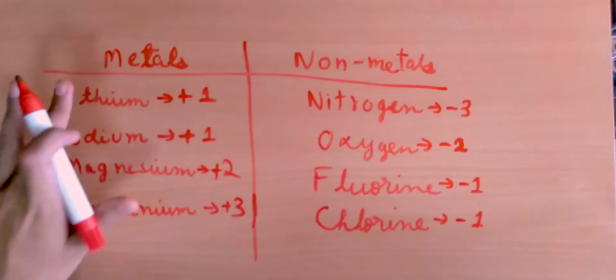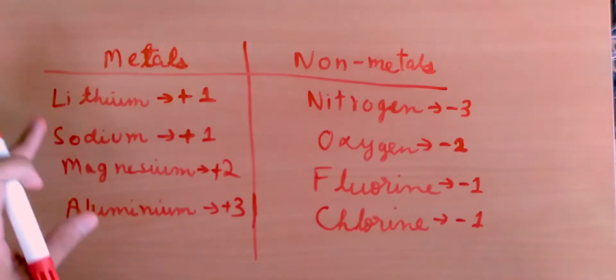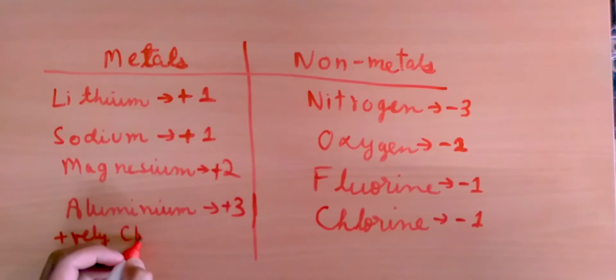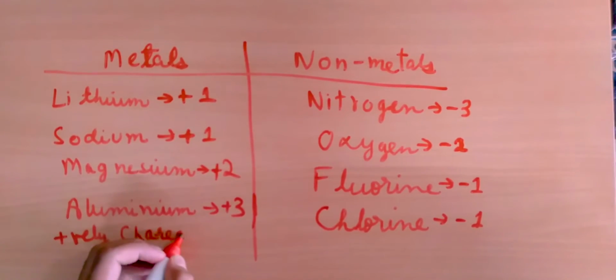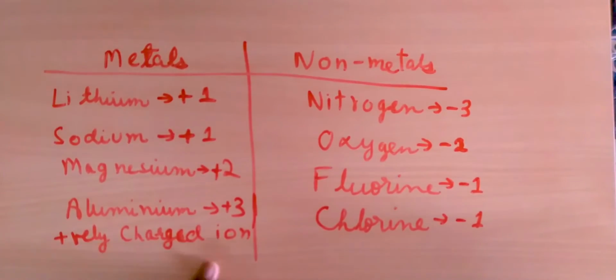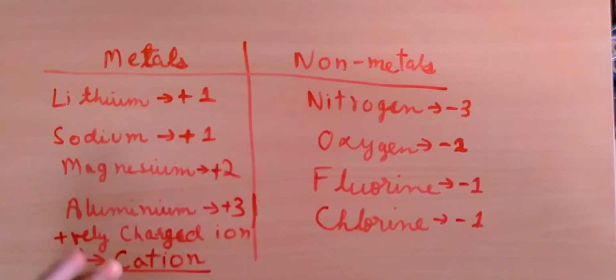So what we see is that these metals have a positively charged ion. Metals generally have a positively charged ion, and we've just given a name to such positively charged ions, which is simply cation. So cation is nothing but a positively charged ion.